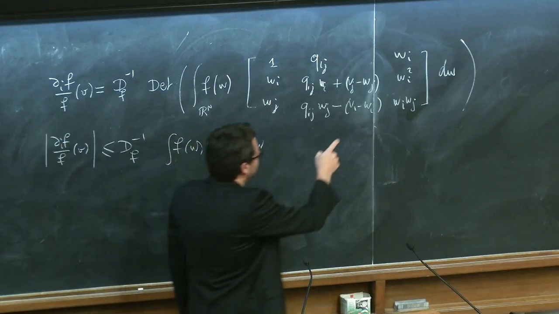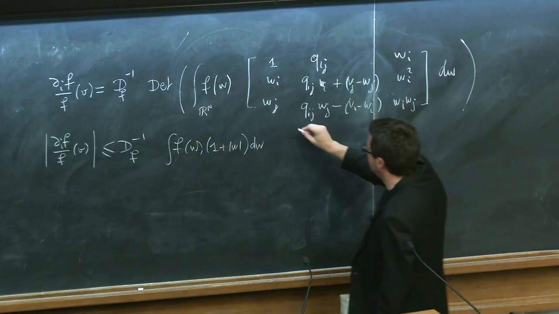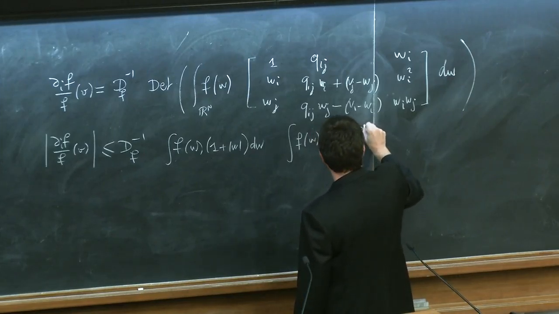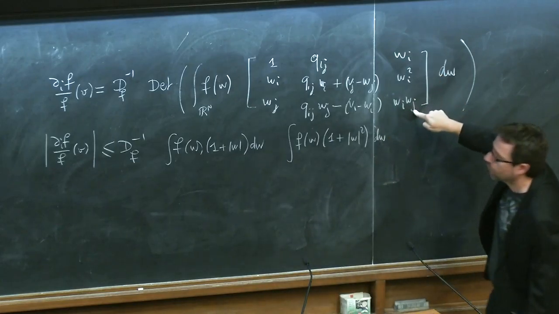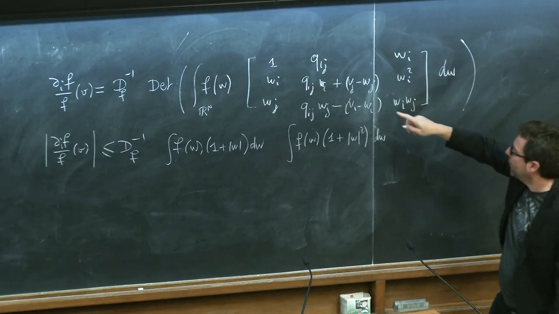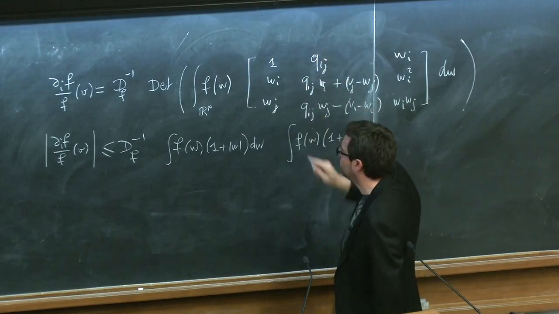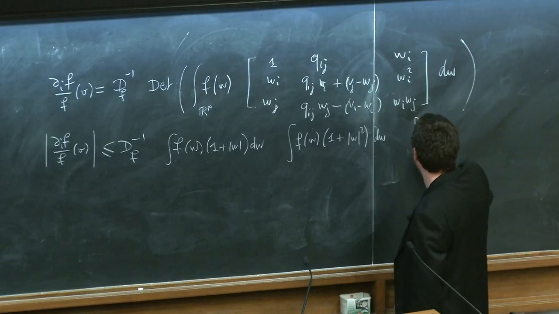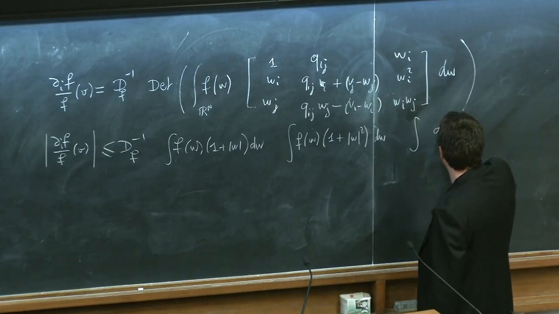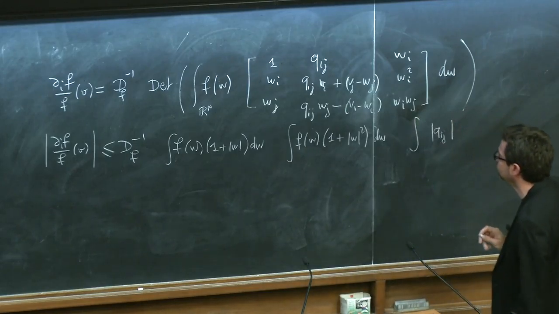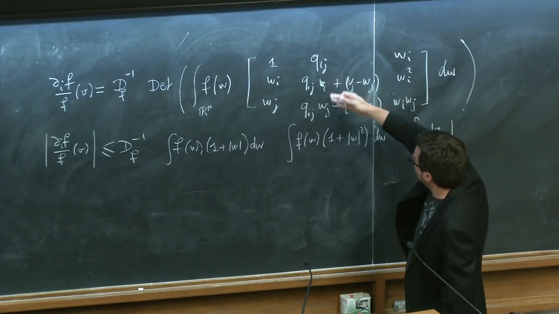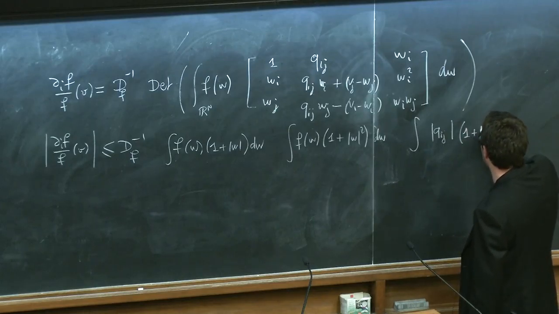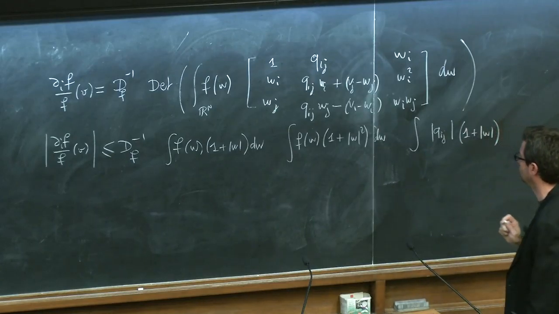See? Something which will be bounded by the same, but with a square. So like this. This comes out of the third column. And finally, something which comes out from the second column, and which will be bounded by something like |Qij| in absolute value, times, let's say, 1 plus W at worst.